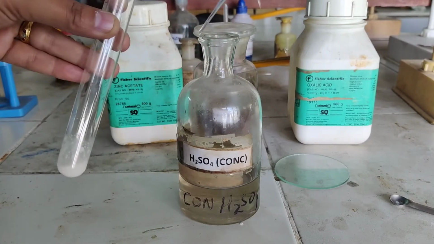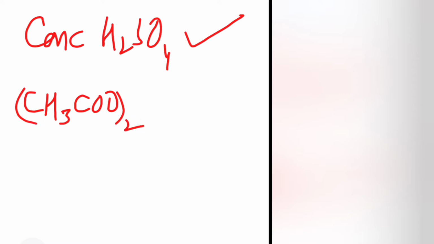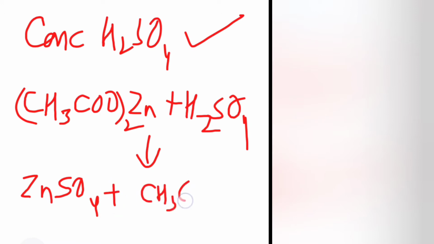Now the chemical reaction involved in this case: we have taken an acetate salt, for example zinc acetate, (CH3COO)2Zn. Now when we add H2SO4, formation of salt will be there, that is ZnSO4. So one of the products will be ZnSO4, and the vinegar like smell is due to the formation of acetic acid, that is CH3COOH, which is responsible for vinegar like smell.